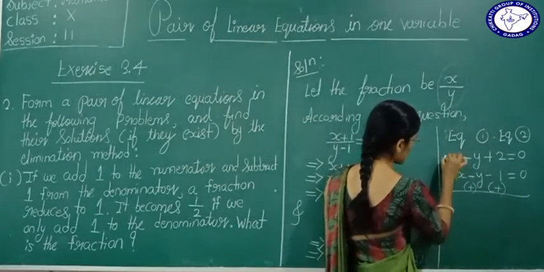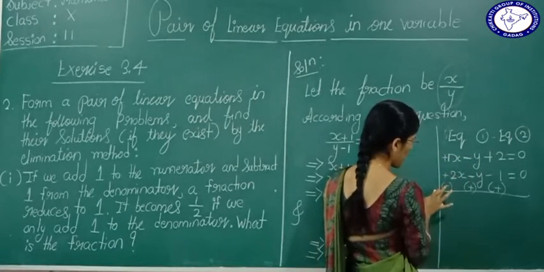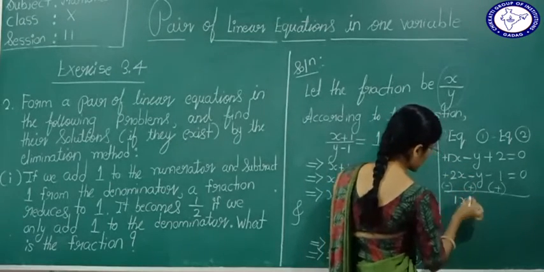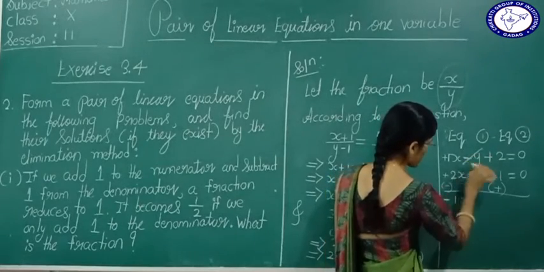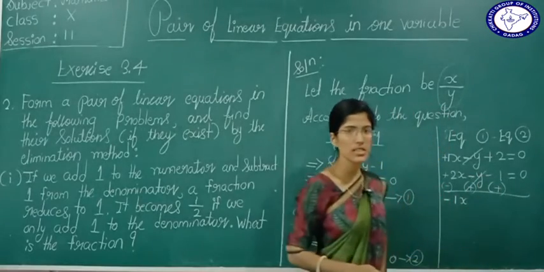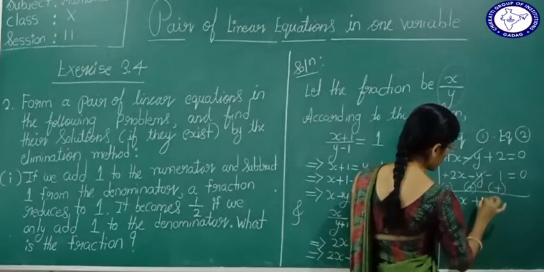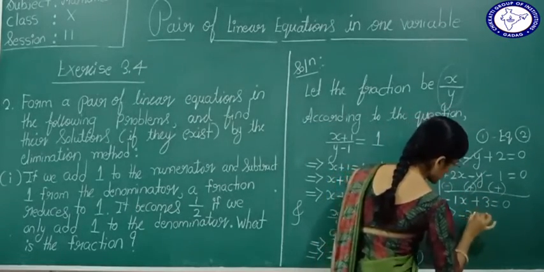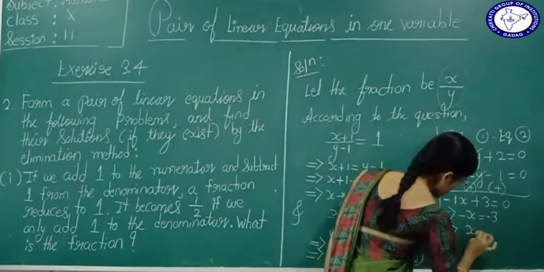See here, plus 1. What is plus minus? Minus. What is 2 minus 1? 2 minus 1 is 1, so 1x. Which is the bigger number? 2, and 2 has a minus sign. Minus y plus y is going to get cancelled. What is plus plus? Plus. 2 plus 1 is 3. That is plus 3 is equal to 0. So minus x is equal to minus 3. So x is equal to 3.